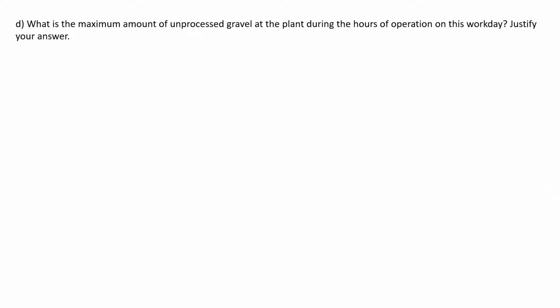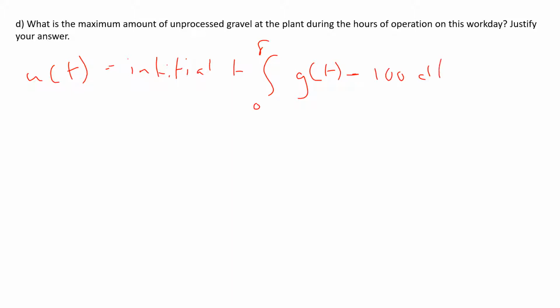Part D, what is the maximum amount of unprocessed gravel at the plant during the hours of operation on this workday, and justify your answer. This one is a doozy. Let's start by finding an equation for the amount of unprocessed gravel during 0 < t < 8, and I'm going to call it U of t for unprocessed. So U of t is going to be equal to our initial amount of unprocessed gravel plus the integral from 0 to t of our rate in minus our rate out, which is just 100 constantly, dt.